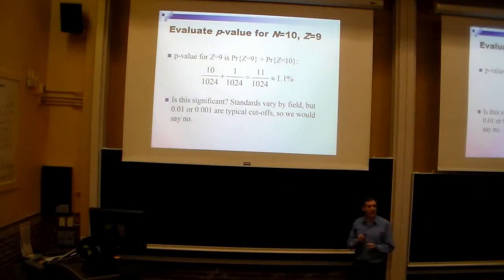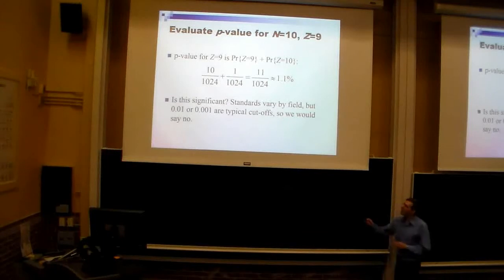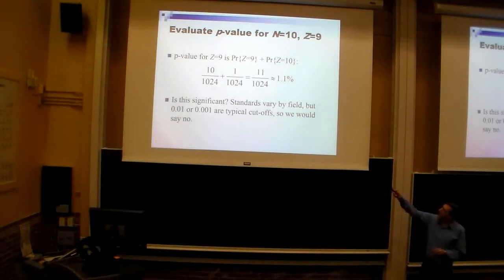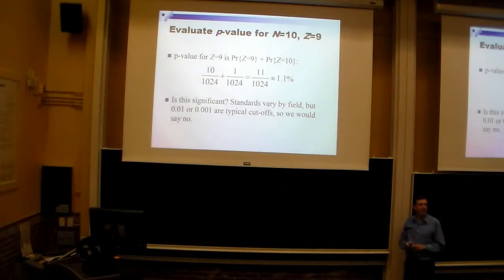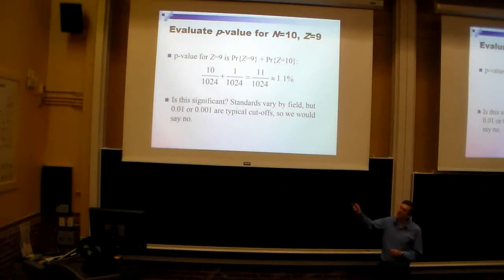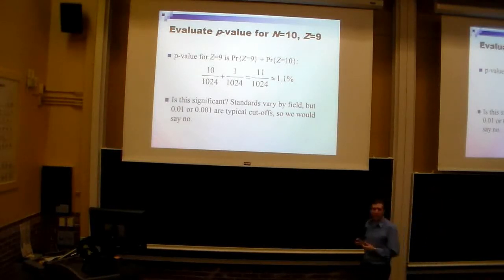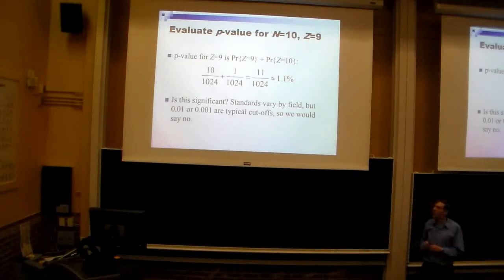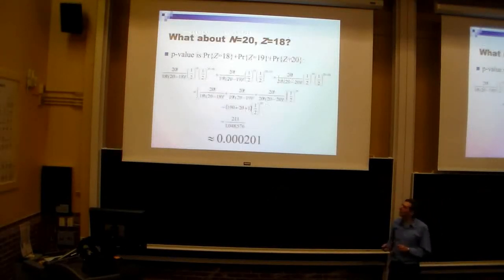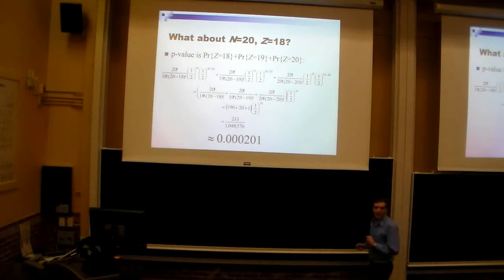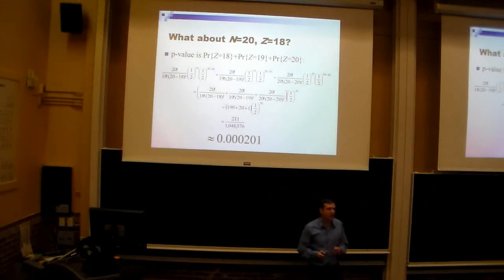It's important to note that not disproving it is not the same thing as proving it, but you have not disproved it. So in this case, would we say that this is a significant result? Well, here we would say this is not a significant result because it's larger than 0.01. We have 1.1%, and 1% or 0.01 is a typical cutoff for significance, so this is larger than that, so we would say this is not significant. So seeing 9 out of 10 red-eyed flies is not convincing evidence that this is not a simple Mendelian dominant trait. What if we had seen 20 flies and, or is there a question?